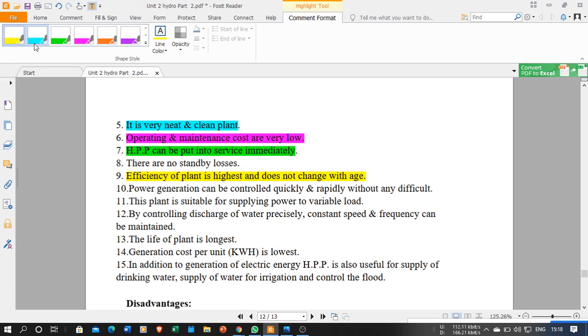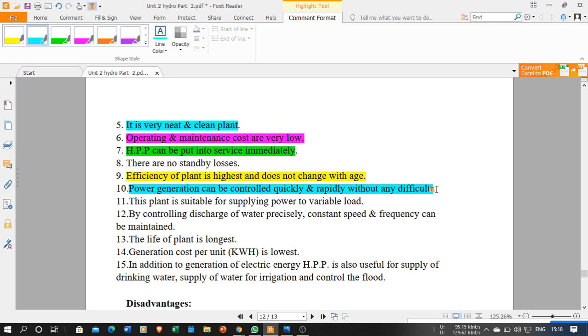Power generation can be controlled quickly. In case of a hydroelectric power plant, just by simply opening and closing the valve, less or more water goes inside the turbine, and you can change the rotation of your turbine. So you can easily control the flow of water, and therefore the power generation, without any difficulty. But in case of a steam power plant, it is quite difficult for you to control the power generation quickly. It requires some time for controlling the power generation.